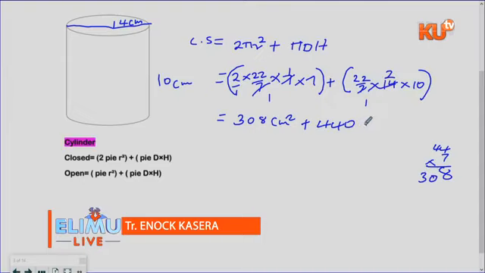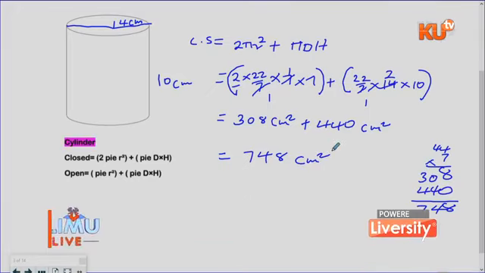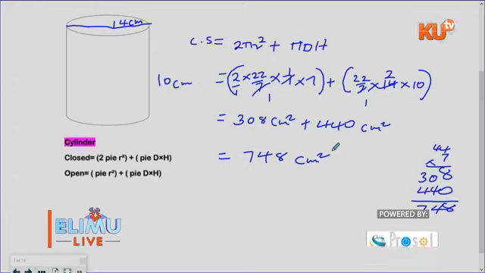Of course this one is also centimeter squared. So we have 308 plus 440. We add 440 here, and we get 748. So the surface area is going to be 748 centimeter squared. Always remember the unit. The unit is always very important. So that is how you're supposed to find the surface area of a closed cylinder.